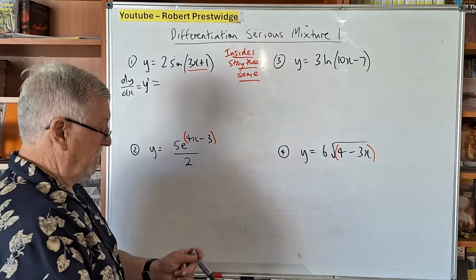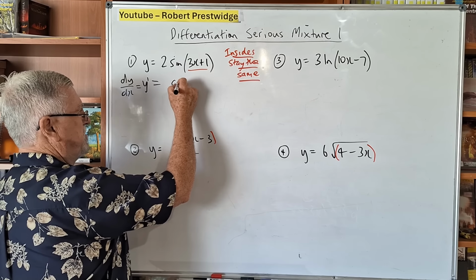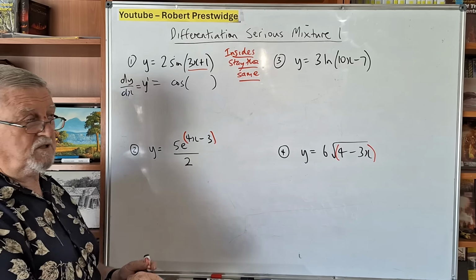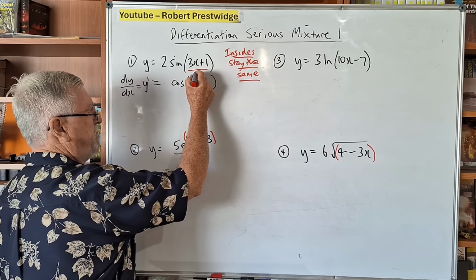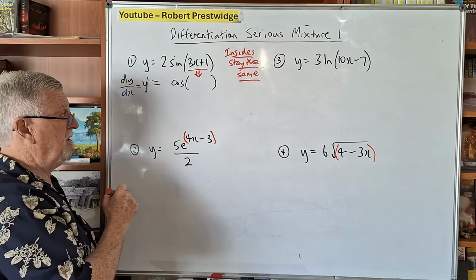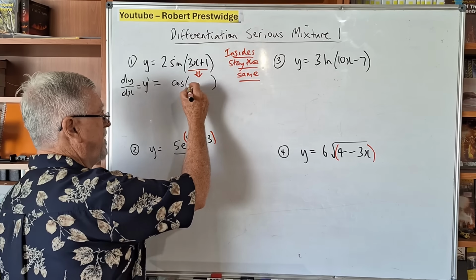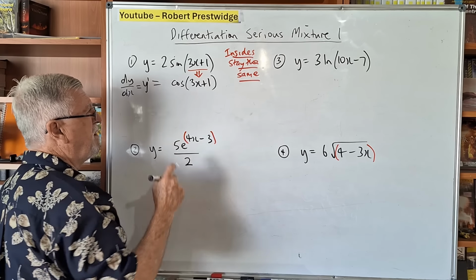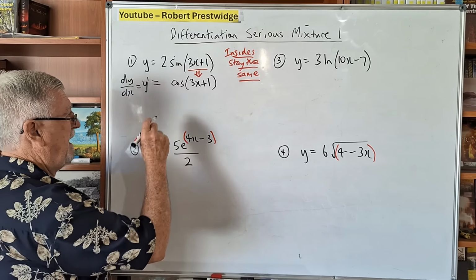Let's have a look what's going on. Most people will be okay: the sine just turns into a cos and the inside stays the same. I put this little double back arrow going down there to remind people that the inside stays the same. Now, most people don't have a problem with that. They have a problem with this.